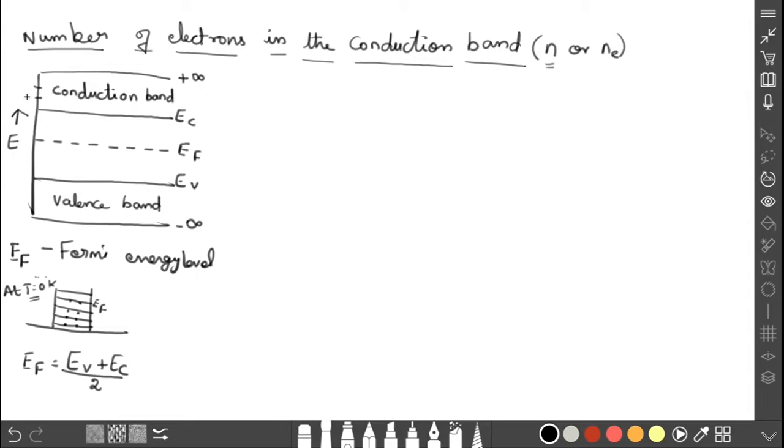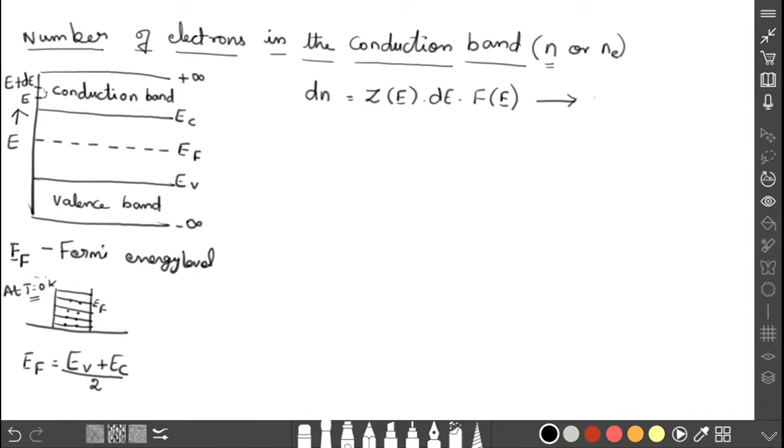For example, this energy is represented by E and this one will be E plus dE. Within this range I am going to find the number of electrons, represented by dn. For the whole band the number of electrons is small n. Within the small energy interval E and E plus dE it is dn. So dn is equal to Z of E into dE into F of E. Actually we have these two terms, Z of E into dE and F of E. Let us discuss them one by one.